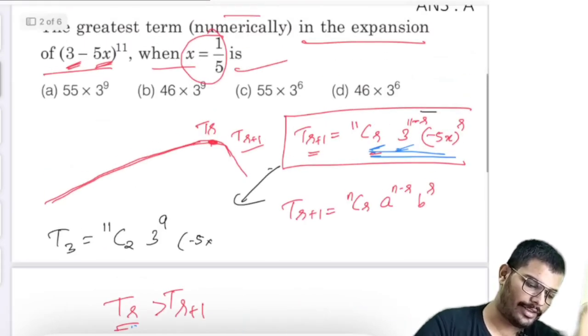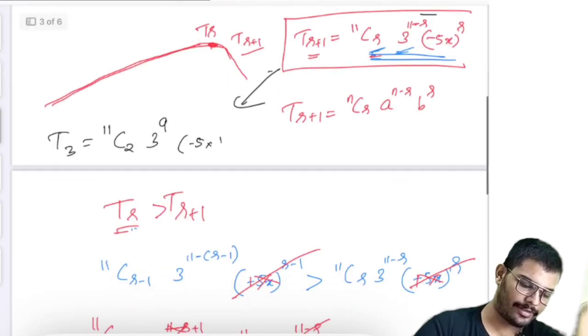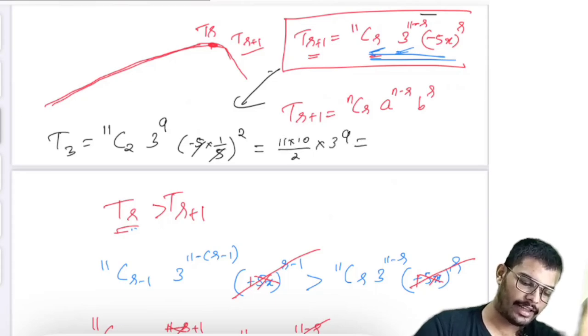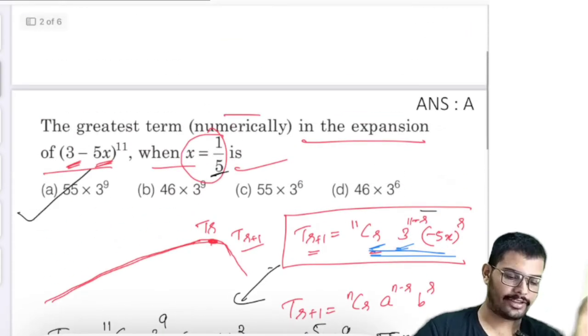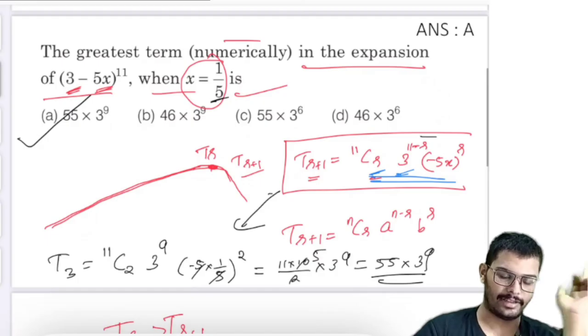into the x value. We are calculating the x value as 1 by 5. At 1 by 5, the whole raised to 2, and this will be 1. And 11C2 is 11 into 10 divided by 2, into 3 raised to 9. That is, this will be 55 into 3 raised to 9. So our answer is 55 into 3 raised to 9. That's the biggest term.